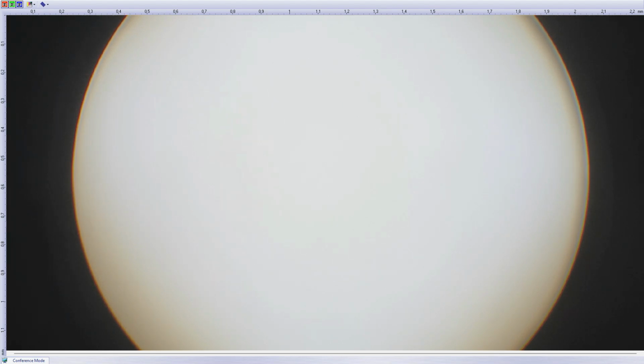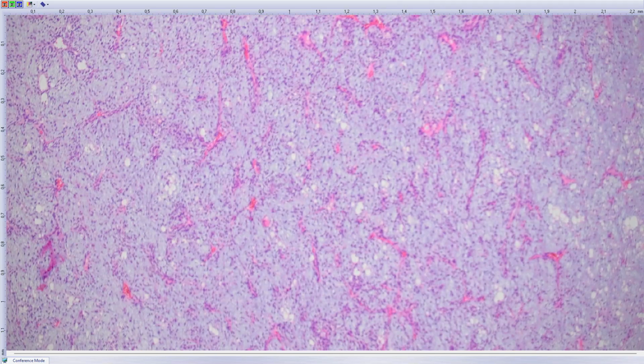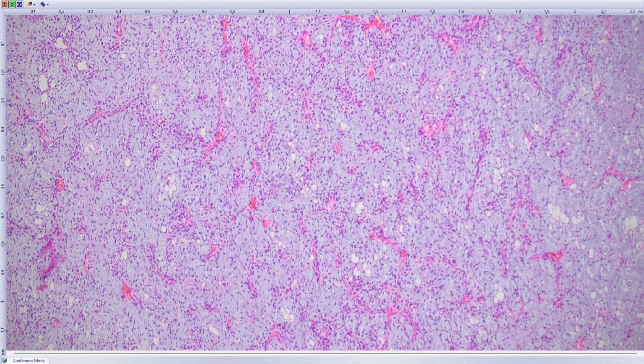And my second case is another consult case. This is an older gentleman with a retroperitoneal lesion. And probably just putting the slide into the microscope, some of you may already know the diagnosis, but the location is very strange.